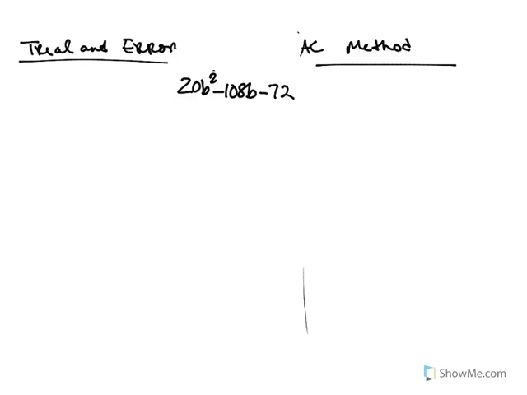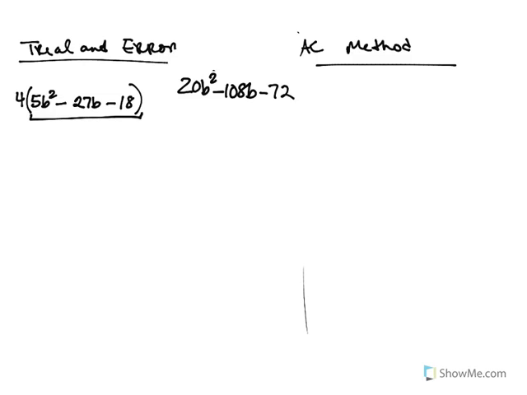So let's see. We look at 20b squared minus 108b minus 72. This is already in descending order. There is a greatest common factor present, so I figure out what the GCF is. It's a 4. So we would be left with 5b squared minus 27b minus 18. Then we have to factor the remaining trinomial.